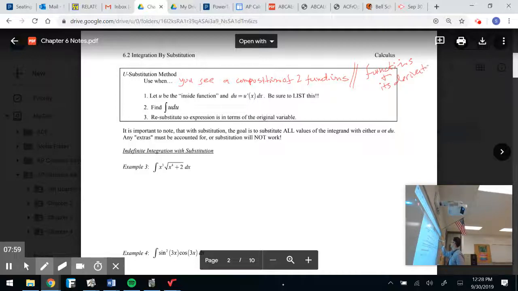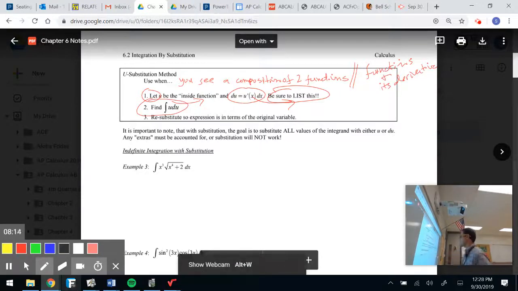Okay, we're going to get into this as we do problems. It's going to make a lot more sense. It says let u be the inside function, and then we're going to do this stuff. Don't worry, we're going to do it. Be sure to list this. Don't worry, I got a technique, you guys. Easy peasy Japanesey, all right? Then you find an antiderivative with the u, and then just make sure you resub, okay?